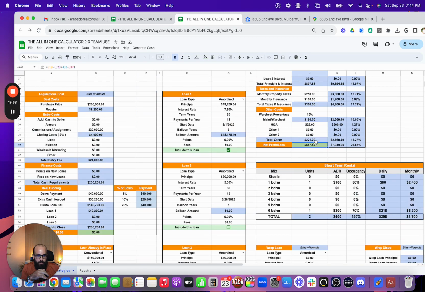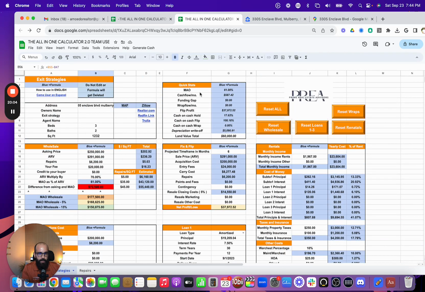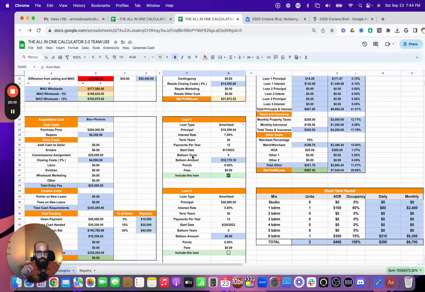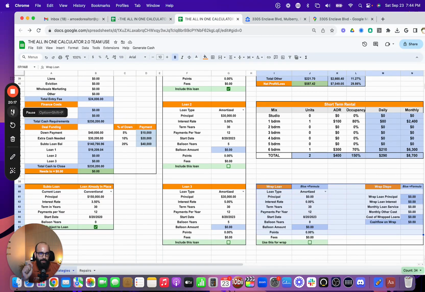And again, so as long as this is cash flowing and this number's at 0, most things should be perfect, okay? And then if you go up here, again, you can see your stats all across the board, and everything else that you need to. So the only thing that's missing on this calculator right now that I haven't shown you guys is a wrap loan, and we are going to get into those right now.